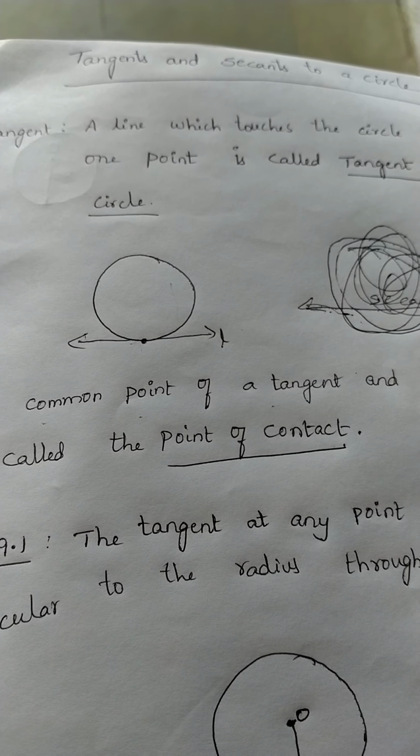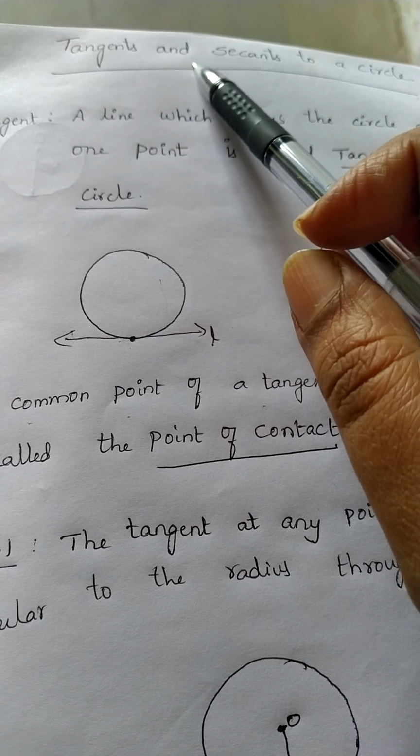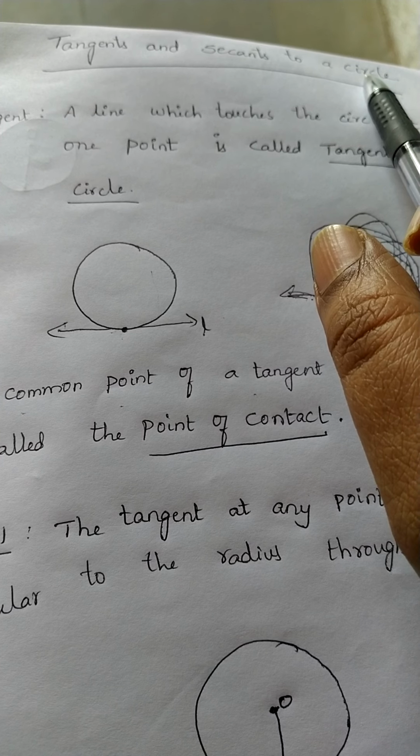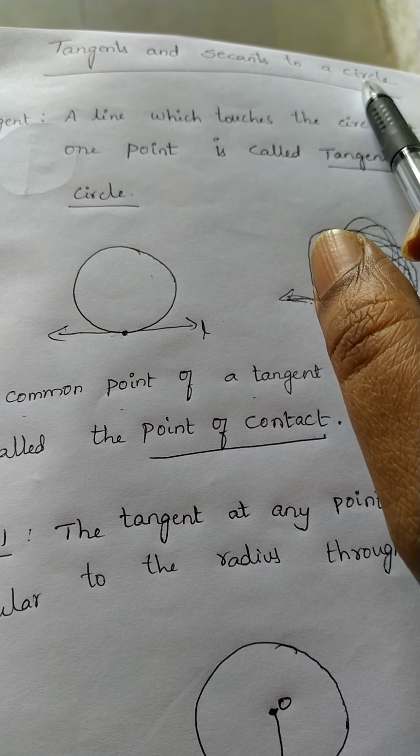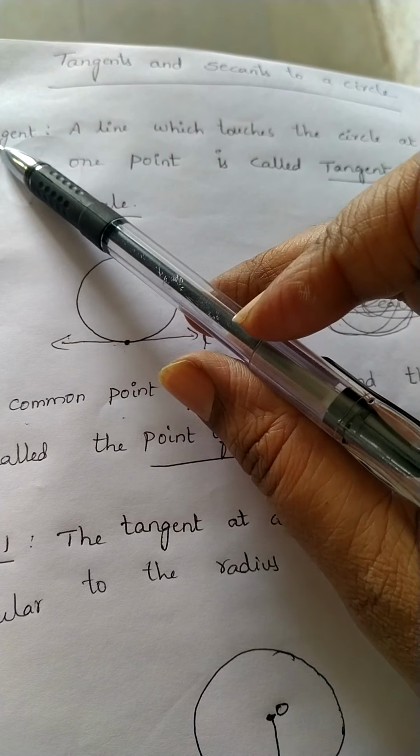Good morning students. Today we are going to learn chapter 9, tangents and secants to a circle. Let us learn first the basics in this chapter: what is a tangent, what is a secant, and the theorems in this chapter. Let us know first what is a tangent.